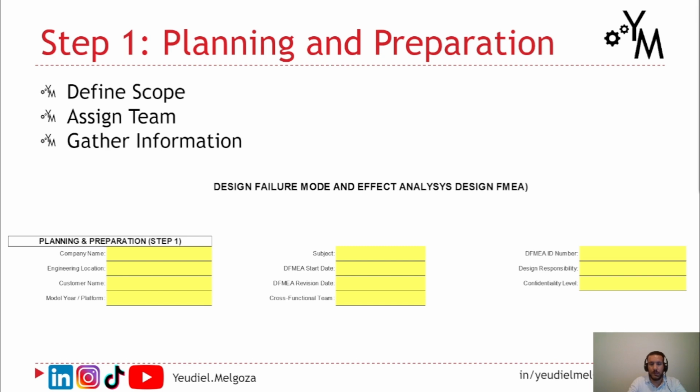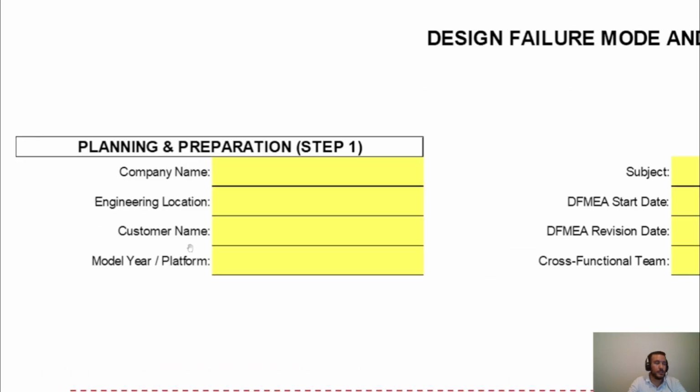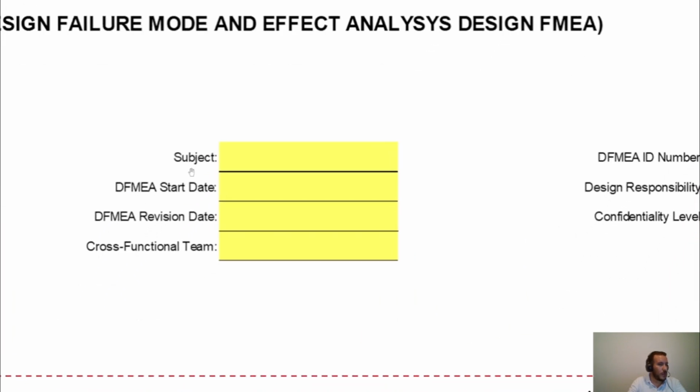So in this case, we are going to have basic information regarding the company, engineering location, customer, name of the product that we are going to ship, and the model year and platform. Later, we have the subject, the DFMEA start date, the DFMEA revision date, as well as the cross-functional team. It is highly important that all the relevant areas participate here.